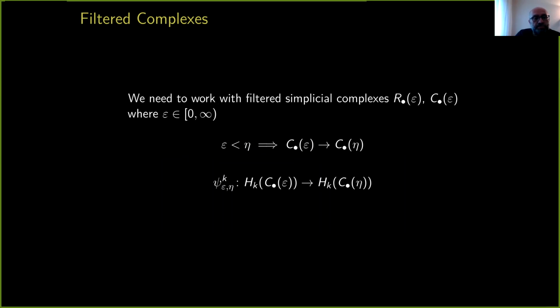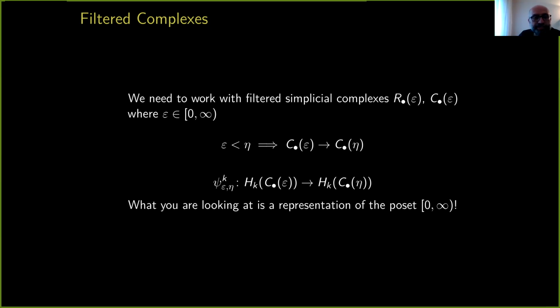Now, that means since I have these inclusions of complexes as the parameter grows, I will have induced maps in homology. These induced maps, of course, are not going to be injections. I mean, we don't know anything about these things. But for each homology degree K, and for each pair of the parameters, I will have induced maps in homology. Now, if you look at this carefully, what you're seeing is what we call a representation of the poset 0 to infinity.